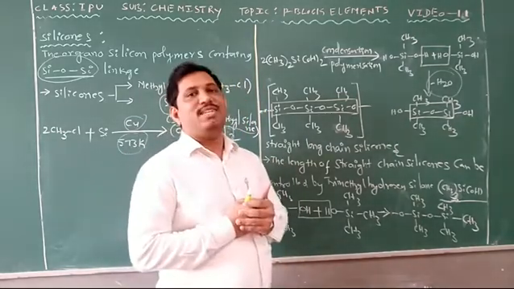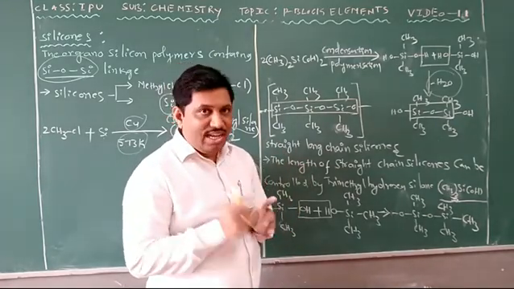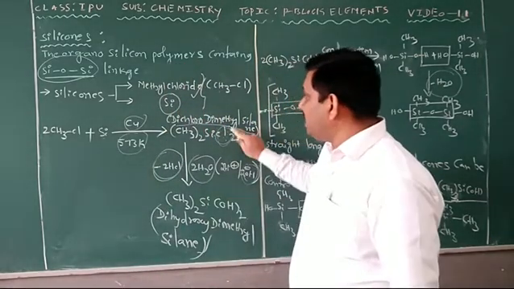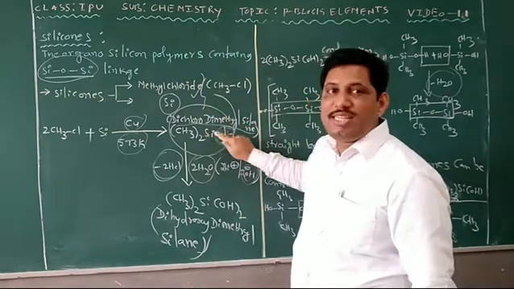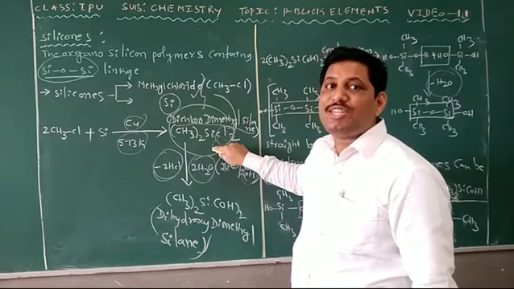In our examination point of view, only one question they will ask, students, that is which type of linkage is present in silicones. Silicon-oxygen-silicon linkage is present. Another one is most important: what is the starting material that can be used for the preparation of silicones, that is dichlorodimethylsilane. Very important. Dichlorodimethylsilane can be used for the preparation of the silicones.